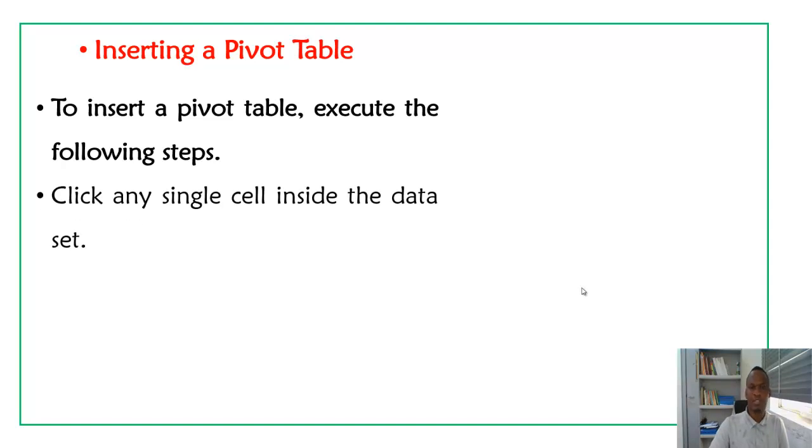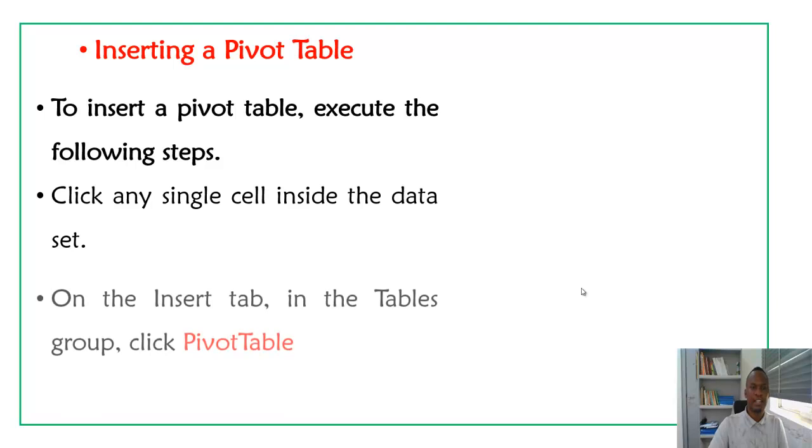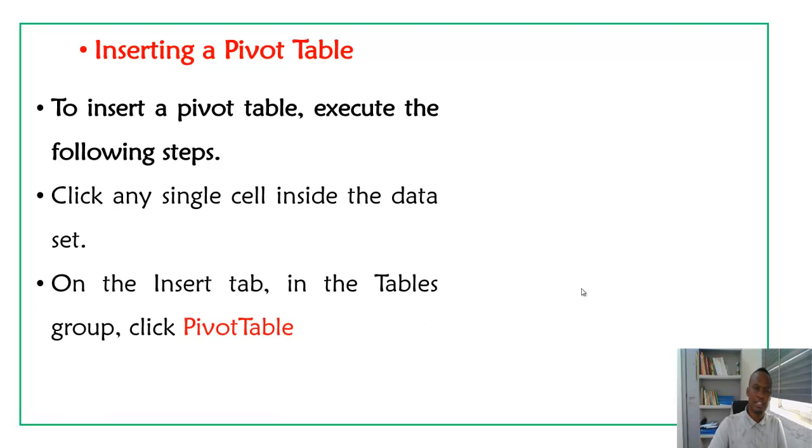Now, if you want to insert a pivot table, you need to do the following steps. You click any single cell inside your data set, then you go to the Insert tab, in the Tables group, then you click PivotTable. Now let me demonstrate how to do this.